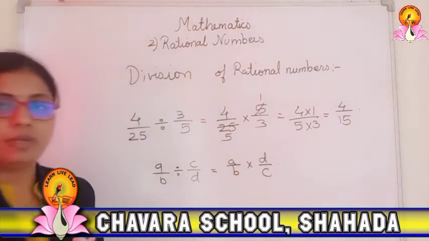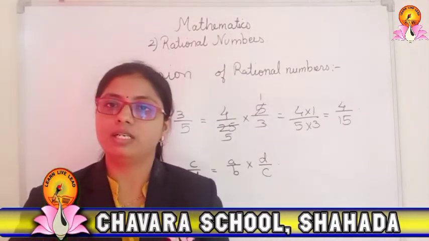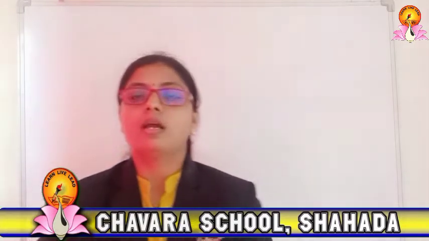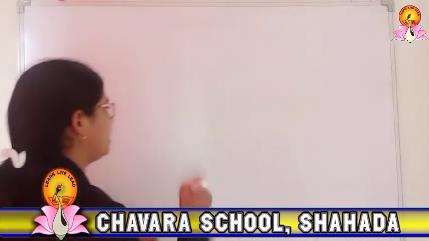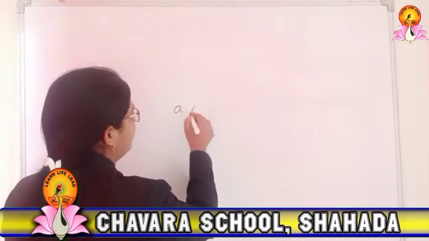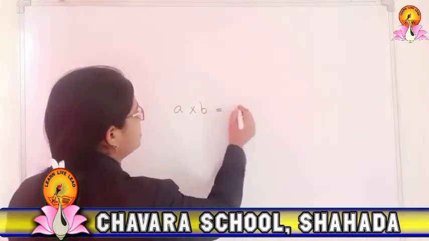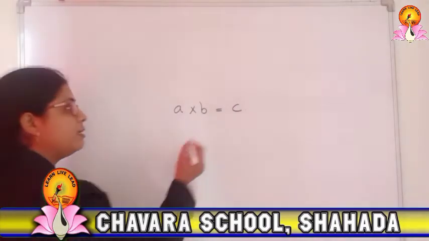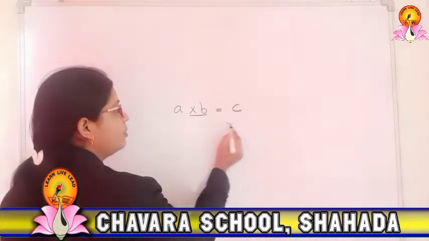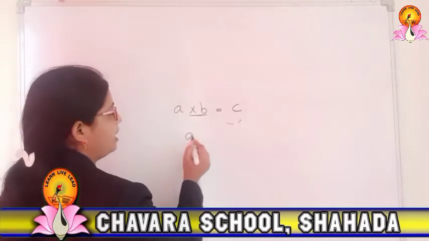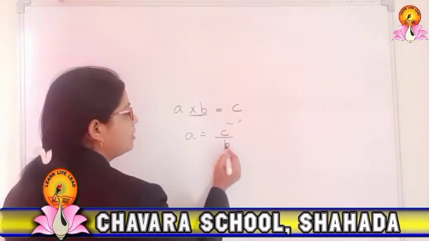So in this way you can solve the examples of the division. Now listen, my dear children, if in any numerical problem the multiplicative inverse of the number is required, what does multiplicative inverse mean? Suppose A multiplied by B equals C. When a number is multiplied on one side, it goes to the other side and gets divided. So A equals C upon B.